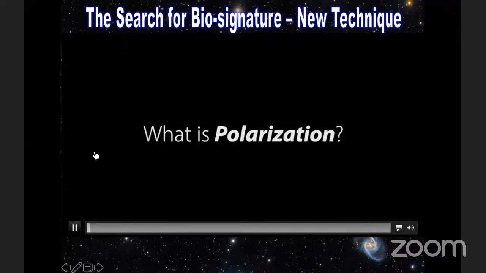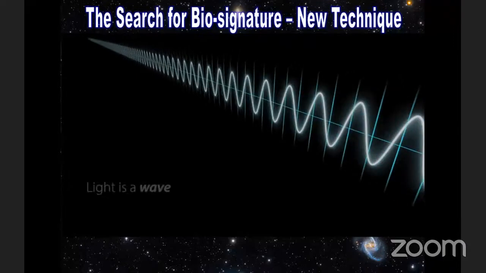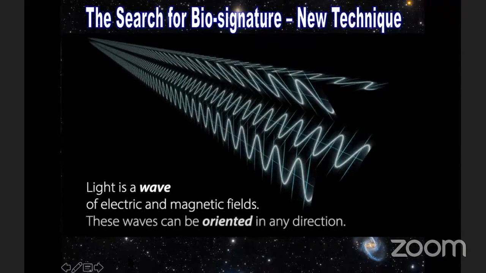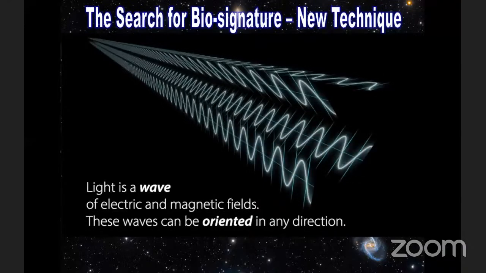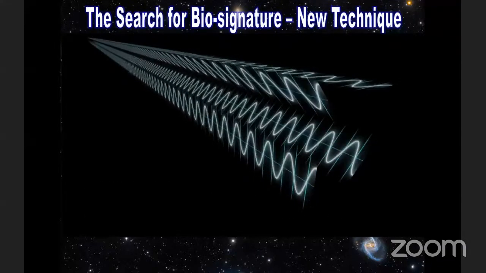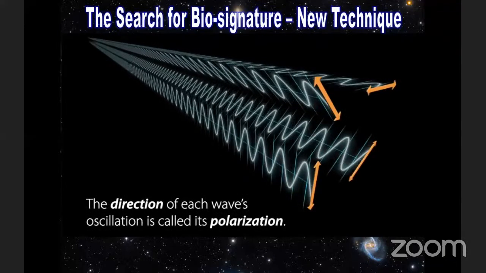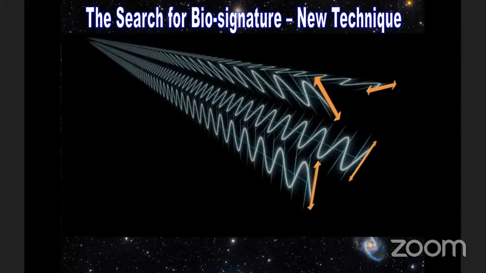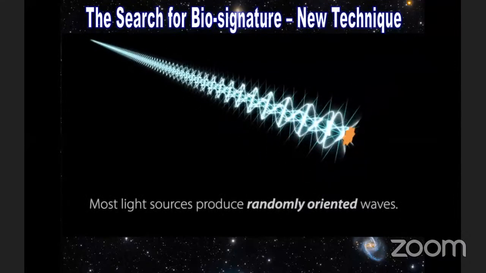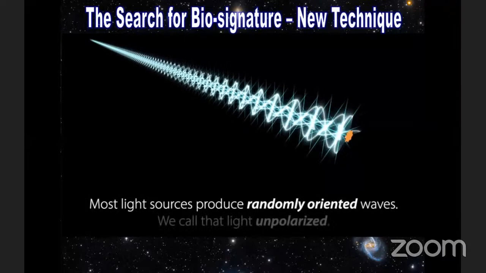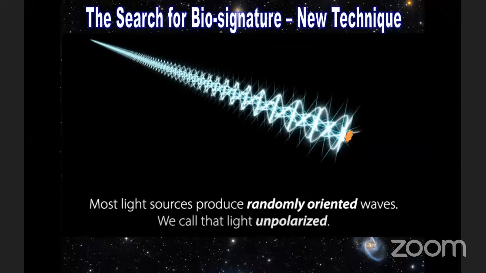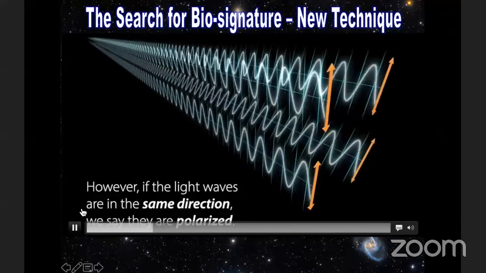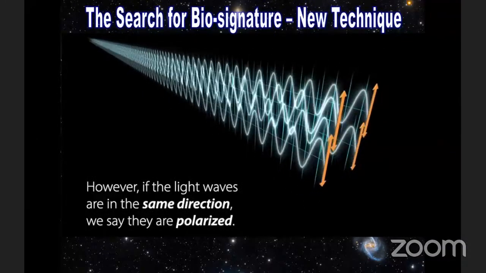Technically speaking, polarization is the measure of the anisotropy of a radiation field. Light is a wave of electric and magnetic fields. These waves can be oriented in any direction. The direction of each wave's oscillation is called its polarization. Most light sources, including natural light, produce randomly oriented waves. We call that light unpolarized. However, if the light waves are in the same direction, we say they are polarized.